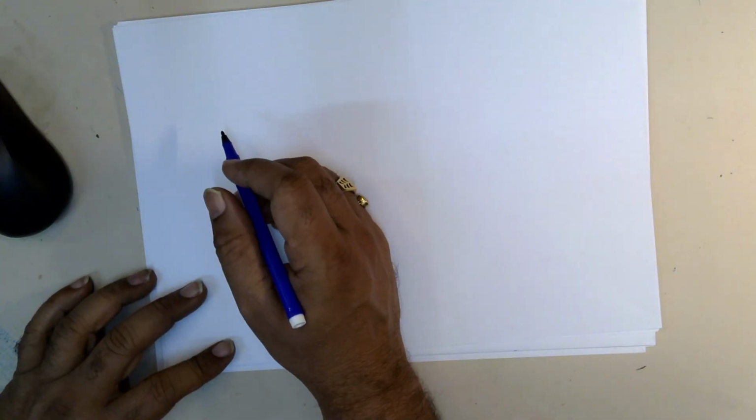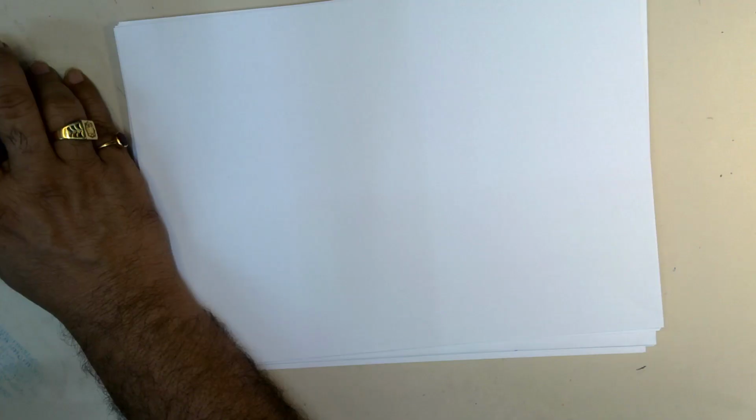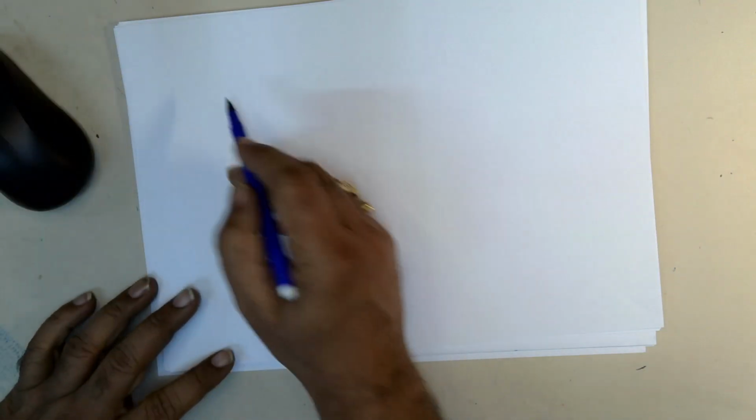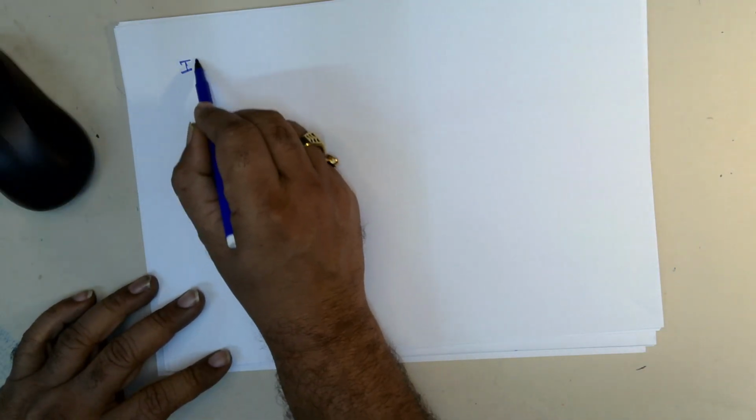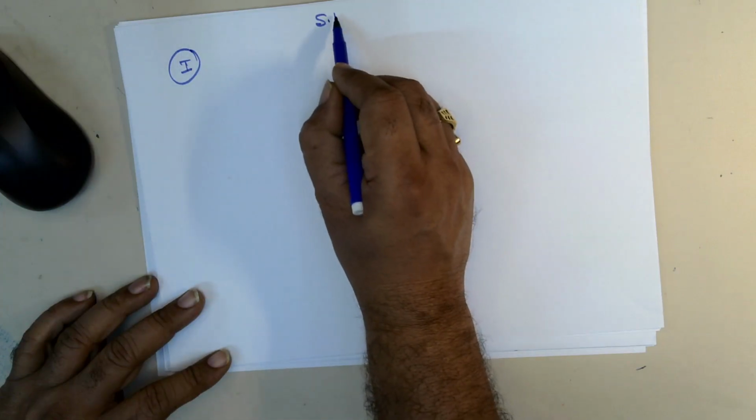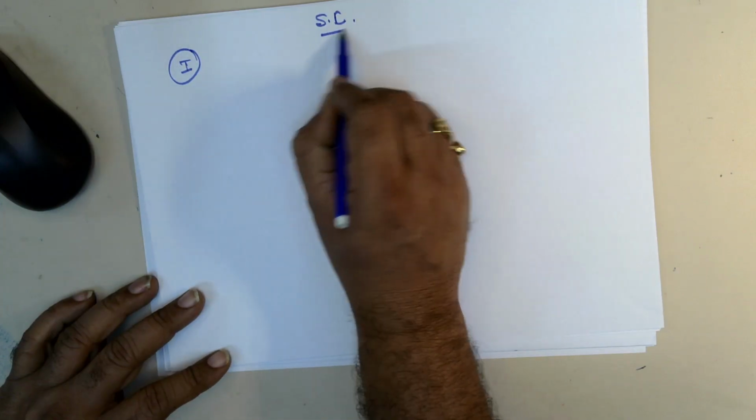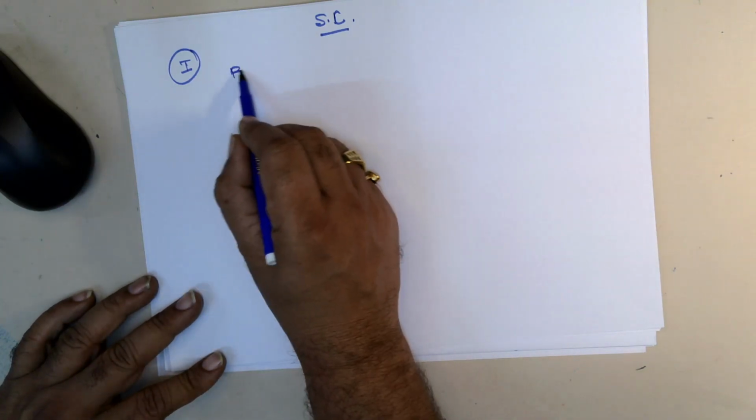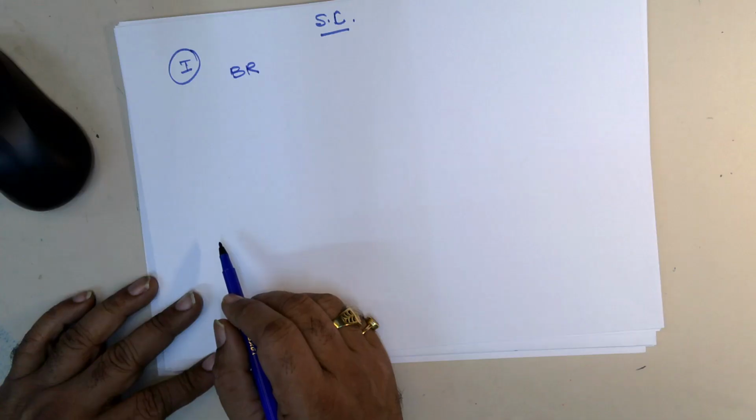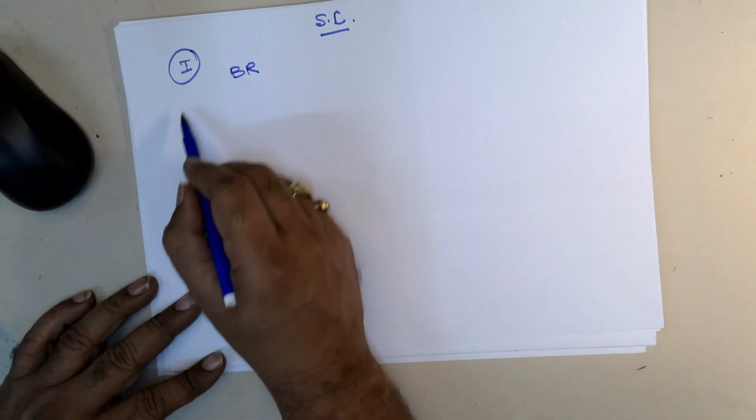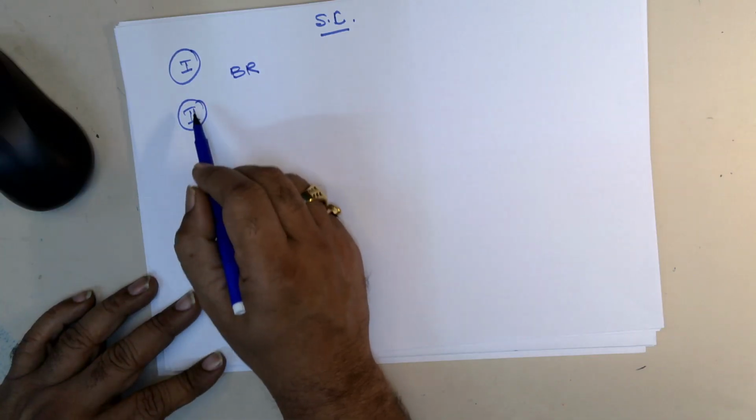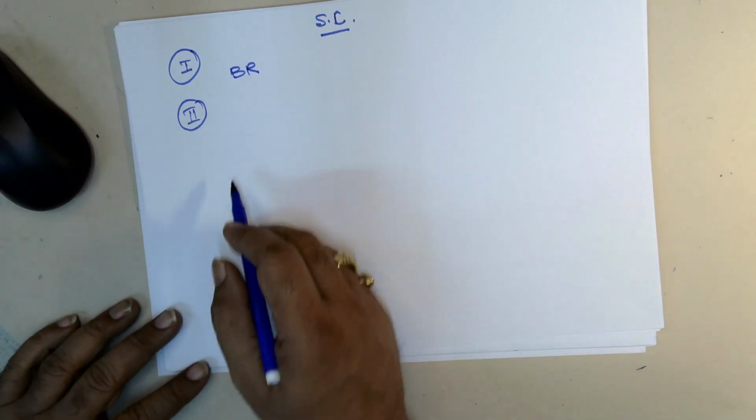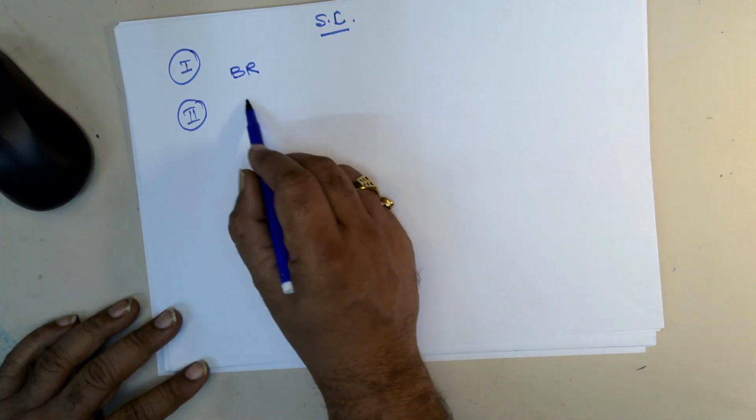In this case, we need to adopt certain general steps for all types of stoichiometric reactions. Now let us consider step one. First of all, for stoichiometric calculations, SC, we have to write down the balanced reaction first. Please note down. And as a second step, write the stoichiometric coefficients.